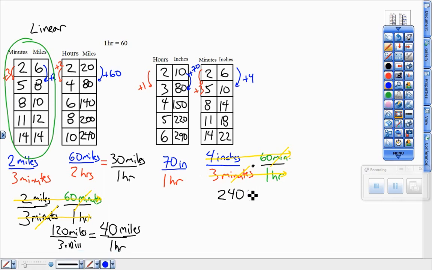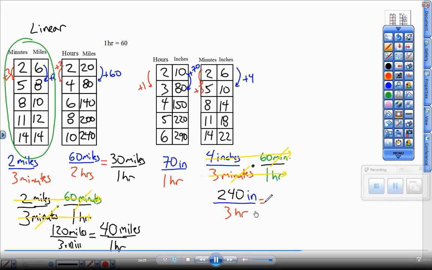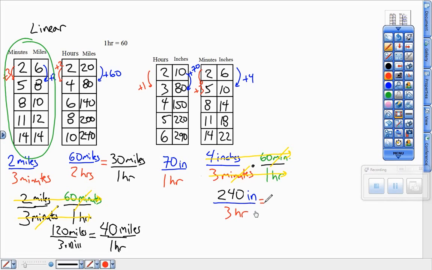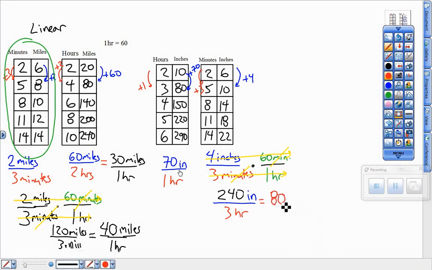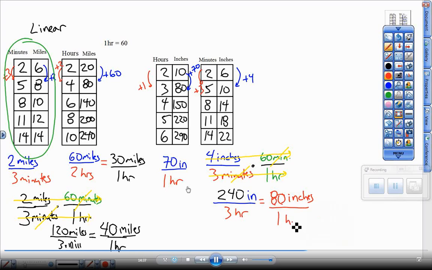So 240 inches for 3 hours. And multiply straight across, minute units cancel. That gives me 80 inches per hour. So I could see a little bit more than 70 inches per hour. 80 inches per hour. That makes that change. And of course, that one and the other one, they are both linear.